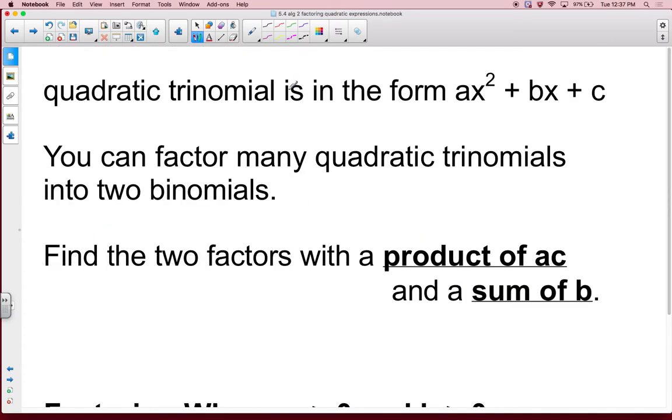Moving on here, let's take a look at when we have a quadratic trinomial in the following form. We've gone over this form. This is standard form, and we are going to factor it. We're going to factor it by finding the two factors that have a product of a times c. So we say what multiplies to a times c, and a sum of b. It adds up to b. So it multiplies to a times c, and it adds up to b.